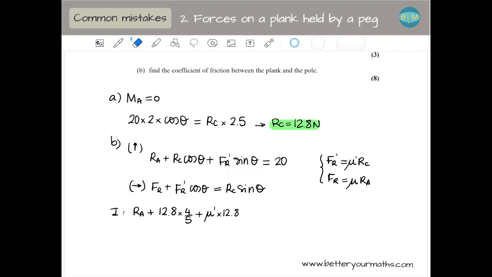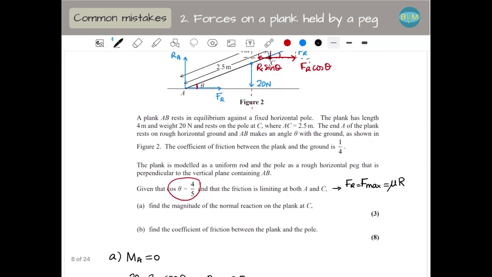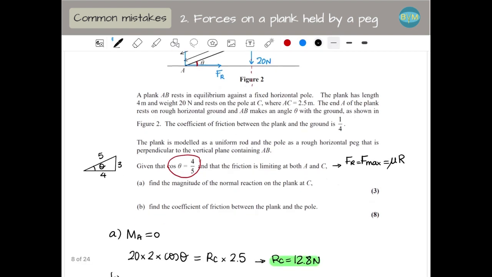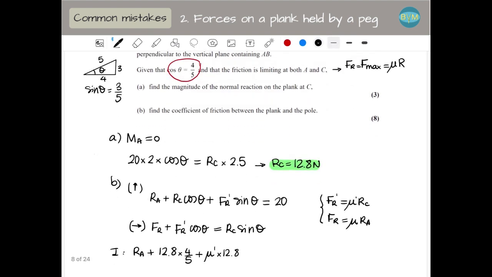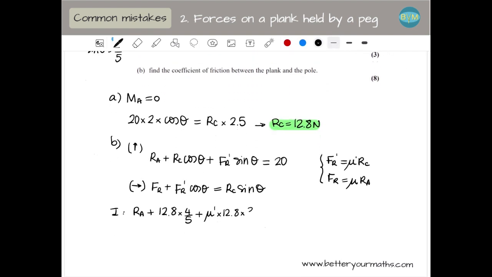Sine of theta, we know if our cos of theta is 4/5, we know that our angle theta, this is adjacent, this is hypotenuse, so that means that this is going to be 3, 4, 5 to use Pythagoras. So sine of theta that we need now is 3/5. So I know this here is times 3/5 equal 20. So I have two unknowns so far, RA and the coefficient of friction here.